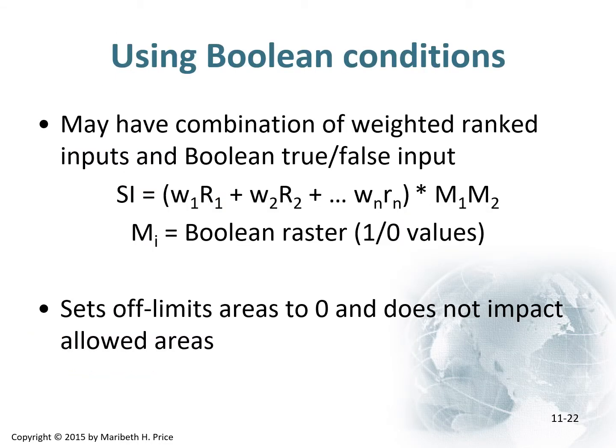Now we can also use various Boolean conditions. So you might have a combination of weighted ranks and true-false inputs, things like set-off areas and limits, places that you want to make sure that you have a 0 value so you don't consider. You can actually do a lot of creative things in your model process to eliminate things that you don't want to deal with, or places that you can't or don't want to build.